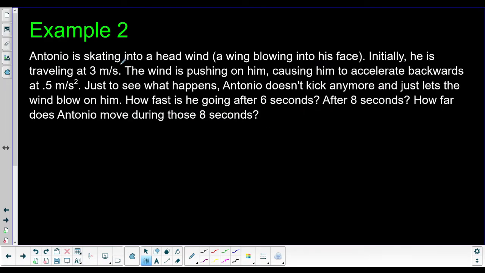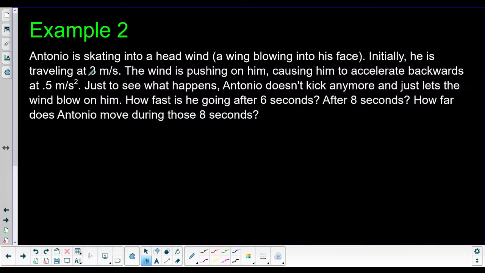So it says Antonio is skating into a headwind. And if you don't know what a headwind is, it's the worst thing on the planet Earth. It's where the wind is blowing into your face. If you know anything about running or riding your bike or trying to travel by any means where you power the locomotion, headwinds make you think unthinkable thoughts for sure. So he's skating into a headwind, so he's hating life.